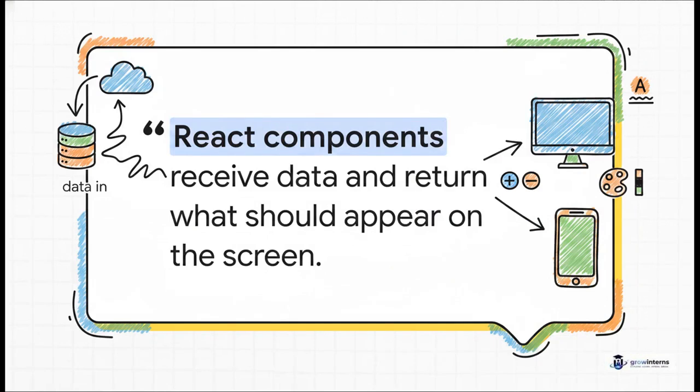But before we dive into the code, I want to set the stage with this grounding quote straight from the official React documentation. React components receive data and return what should appear on the screen. It sounds super simple, right? But keeping this core philosophy in the back of your mind is absolutely crucial. Everything we're doing today, whether we're adding buttons, changing colors, or manipulating text, it all comes back to this one simple flow. Data comes in and a user interface comes out.